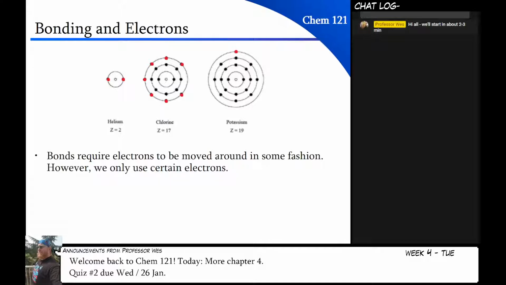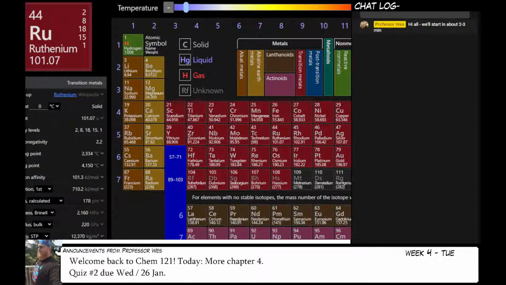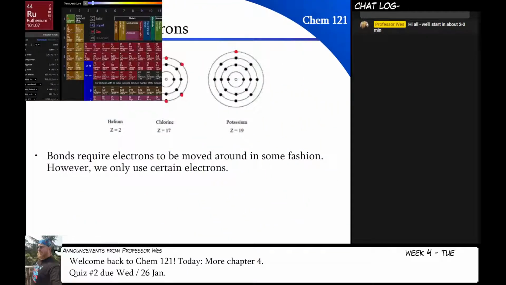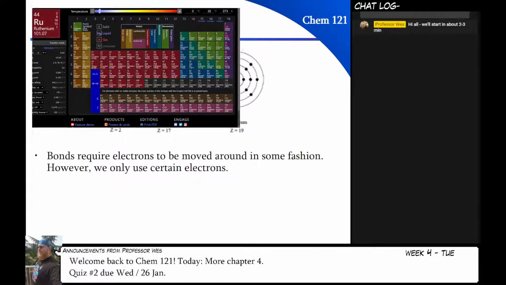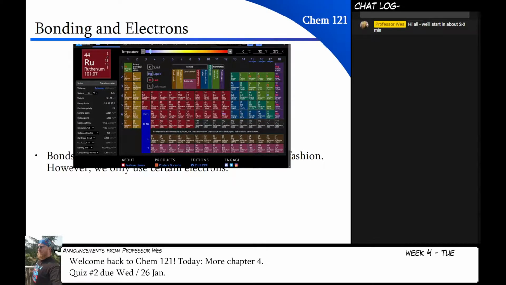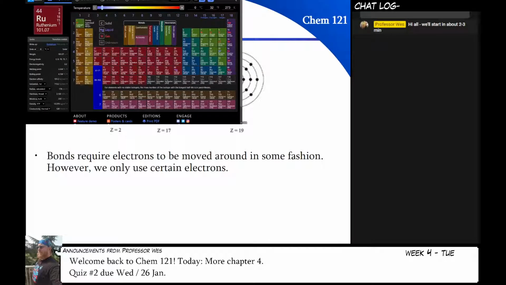And so what I'm going to do is I'm going to get the p-table up here. So if you have your periodic table handy, go ahead and pull that up on the screen. Here's the p-table, and we'll put this on the screen here. That's too big. Let me just resize it real quick. There we go.